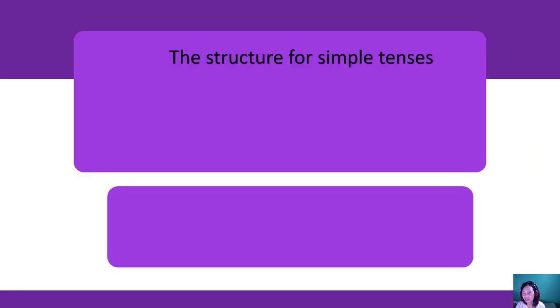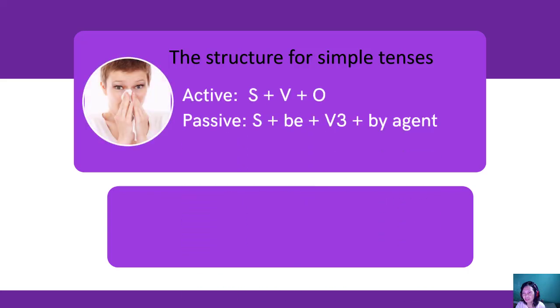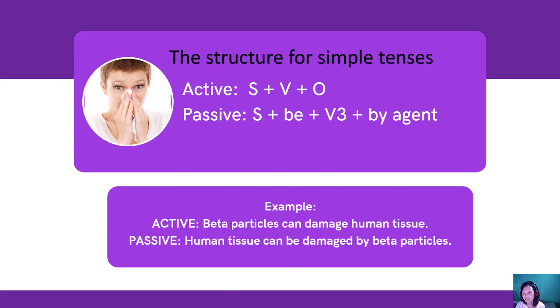Okay, let's see the form. The structure for simple tenses. I grouped the tenses into two, the simple tenses and the continuous tenses, because the structure is different from one to another. That's why I write here structure for simple tenses. Active: subject plus verb plus object. So only the sentence whose verb, whose predicate, has a direct object can be changed or converted into passive.